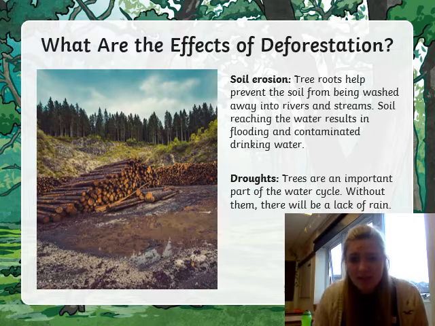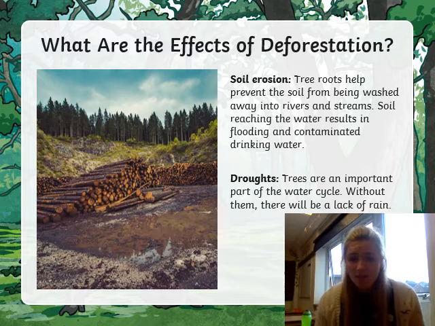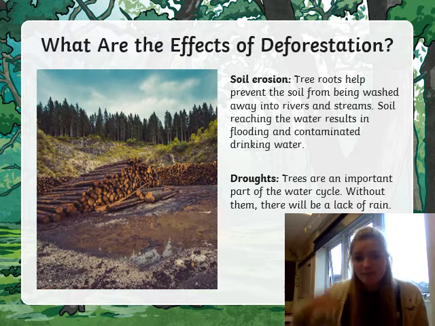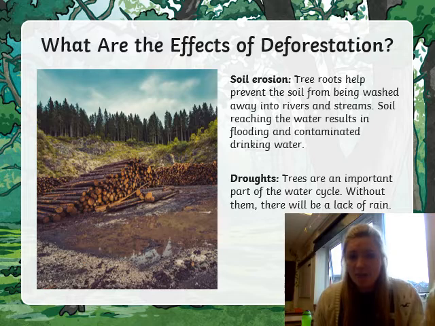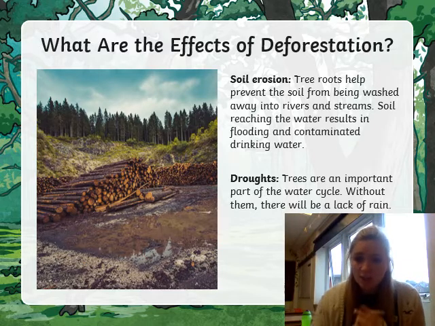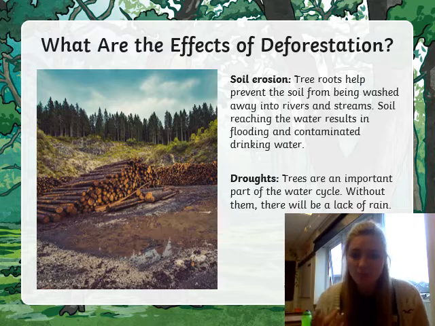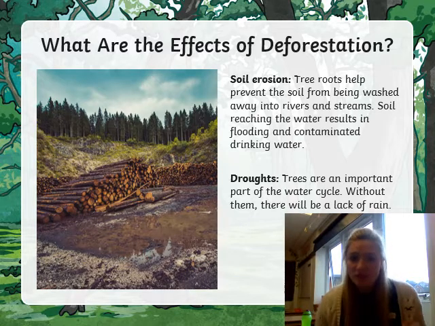Droughts. Trees are an important part of the water cycle, so without them there will be a lack of rain. When we've talked about the water cycle in the past, the rain comes down, it's then taken up by the plants to be released into the air, condensed and go back into the clouds to recycle again. So without the plants and trees, the water cycle cannot happen, and therefore the amount of rain that comes down would get less and less.